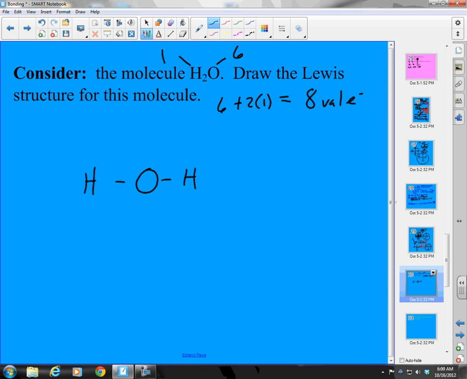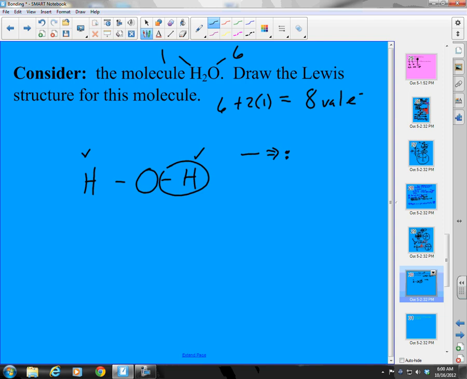And then we want to complete our octets, except for hydrogen only wants 2. This hydrogen already has 2. This hydrogen already has 2. Remember, why do we say it has 2? Because this line means what? That line means there are 2 electrons, right? So this hydrogen indeed sees 2 electrons.